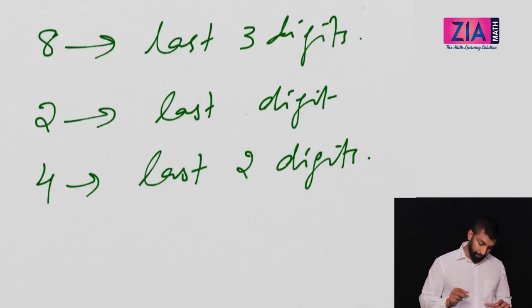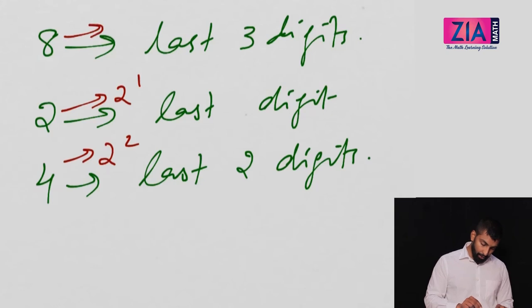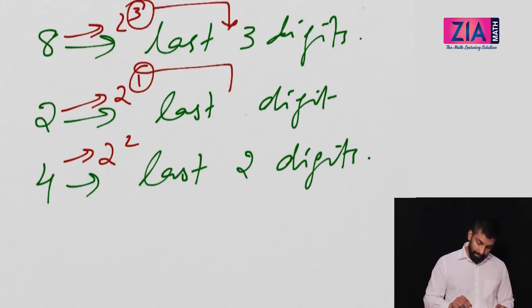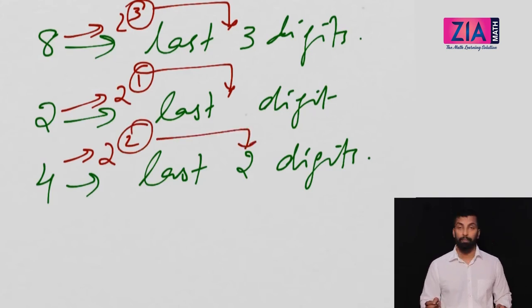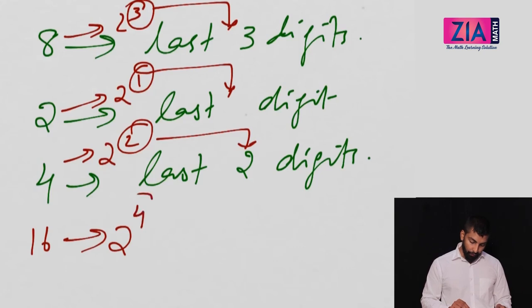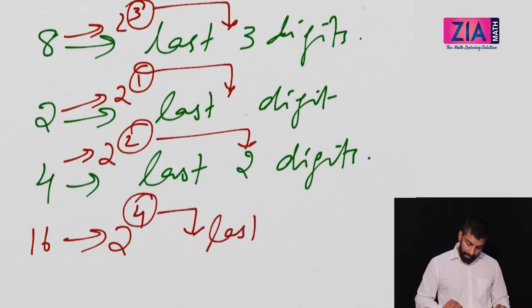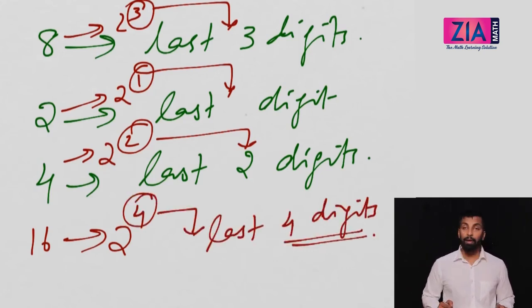Why? Because this is 2 raised to 1, this is 2 raised to 2, this is 2 raised to 3. So for 2 raised to 3, last 3 digits; 2 raised to 1, last digit; 2 raised to 2, last 2 digits. So you can tell me 16 directly because 16 is 2 raised to 4, so obviously the last 4 digits. Now what do you mean by last 3 digits, last 4 digits, last 2 digits, etc.?